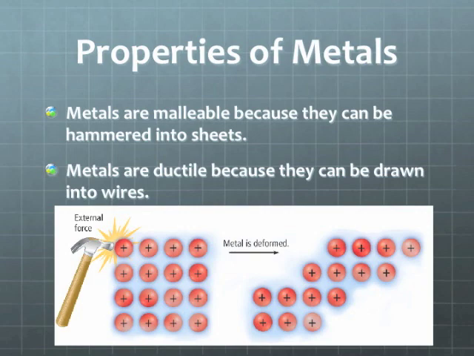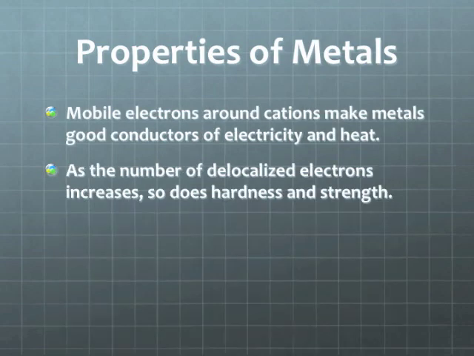They have this ability because the crystal structure can shift and still have the delocalized electrons to hold the structure together. And again, these delocalized electrons can be viewed as kind of the glue that holds it all together. So most metals can be formed and morphed into different shapes. And finally, one of the most important properties of metals is their ability to conduct heat and electricity. Since orbitals overlap within the structure, electrons can travel. These mobile electrons around cations make metals really good conductors of electricity and heat because they can carry energy and charge throughout the structure. As the number of delocalized electrons increase within the structure, so does the hardness and strength of the structure.